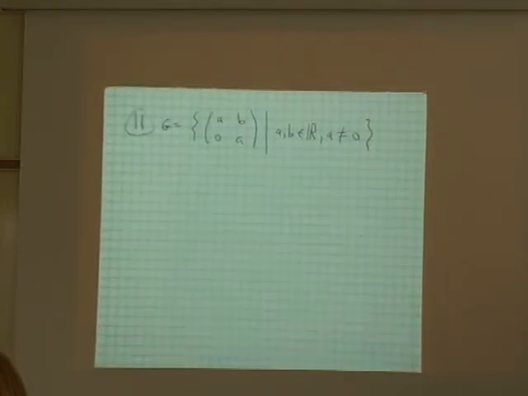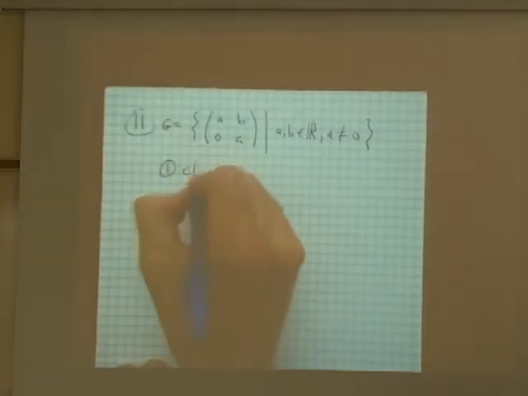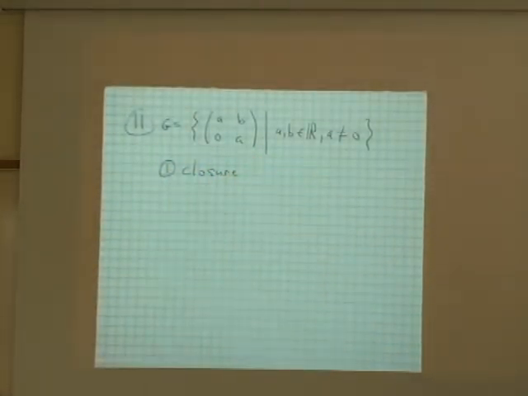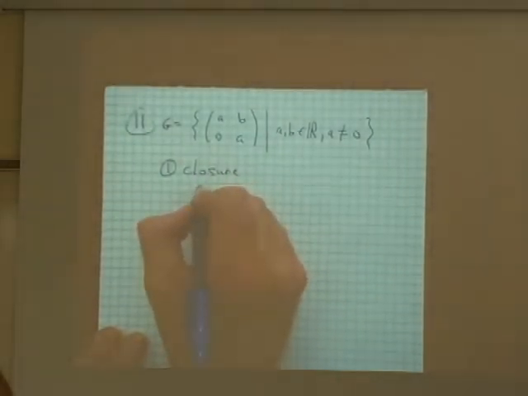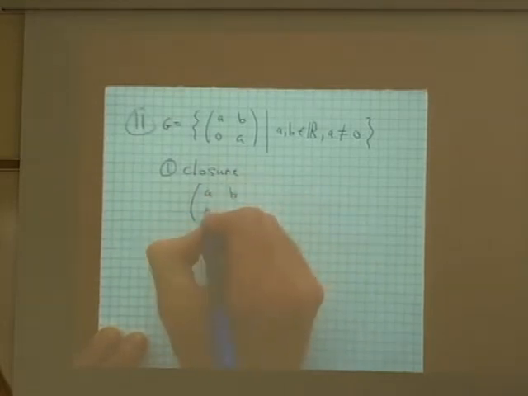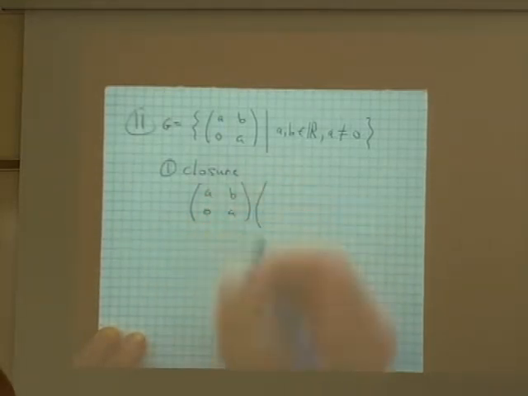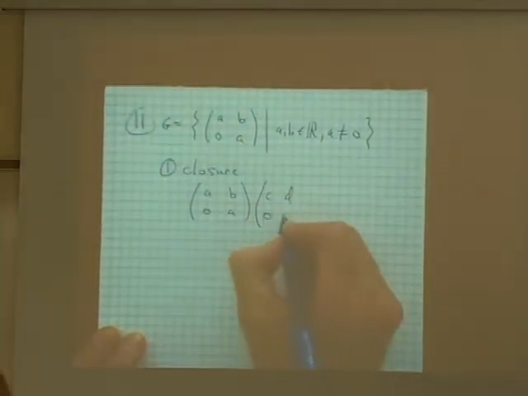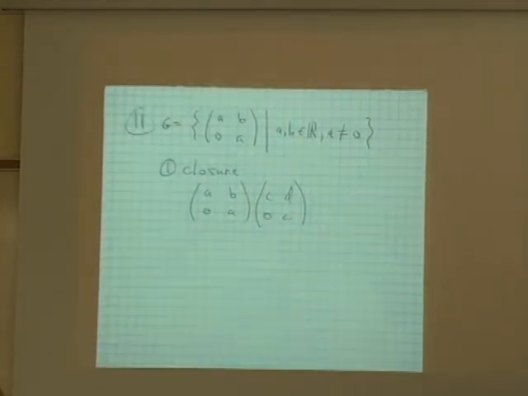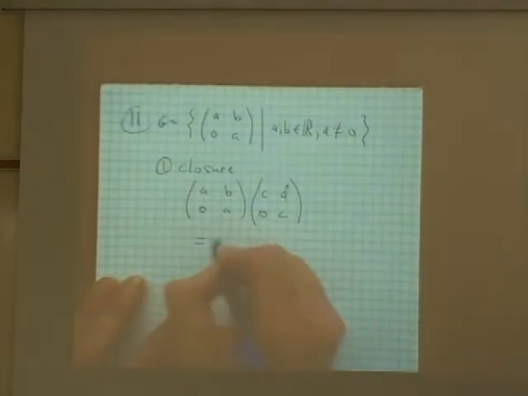So, subgroup, what do I need to show? Closure first, I like, right? So we have 4 things to show to prove this is a subgroup. Closure. How do I show closure? I pick 2 different ones, right? So A, B, 0, A, and then I pick a different matrix that looks like that. How about C, D, 0, C? If I multiply those 2 by the rules of matrix multiplication, what do I get?